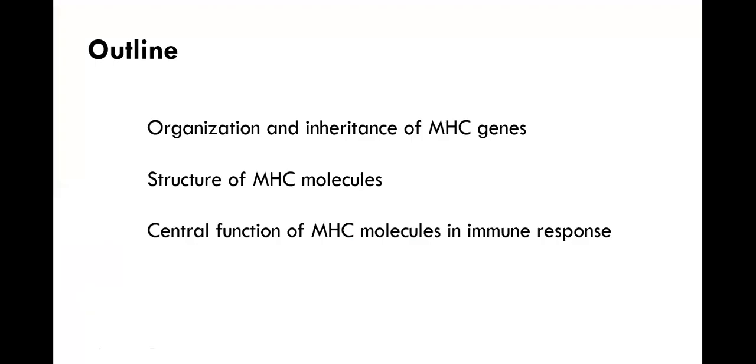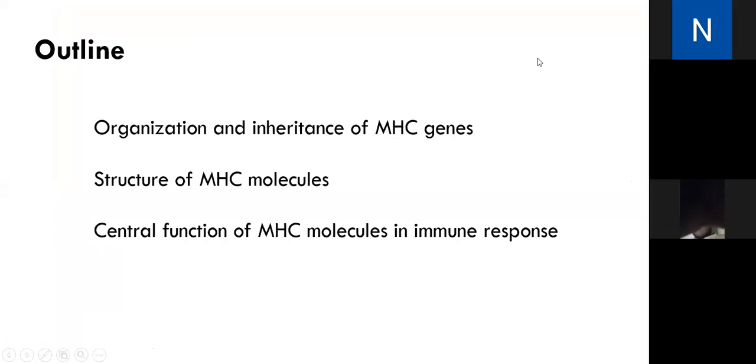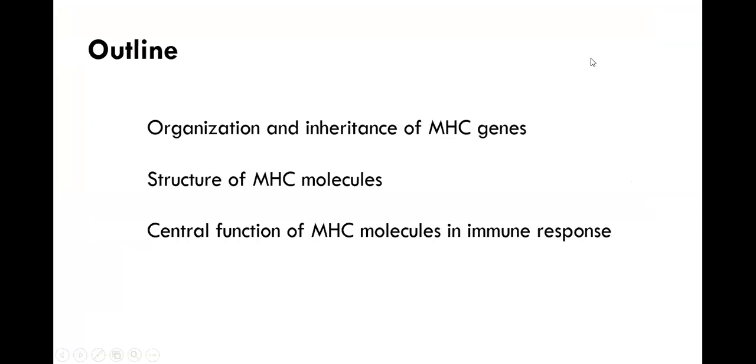So the outline is simplified into 3 concepts. The first concept is organization and inheritance of MHC genes. We will be specifically talking about MHC genes, what those are, where they are organized in the chromosomes, in the genome of humans, and how they are inherited during development. Then we will talk about the structure of MHC molecules, and then the central function of the MHC molecule in the immune response.